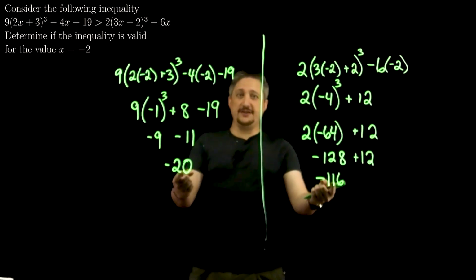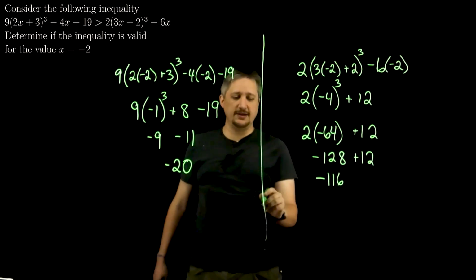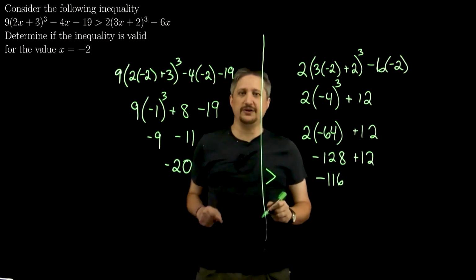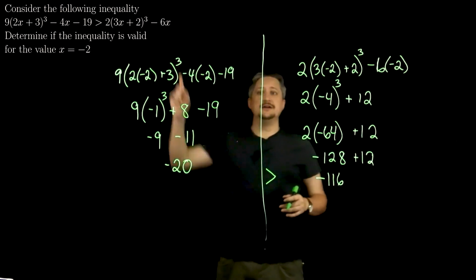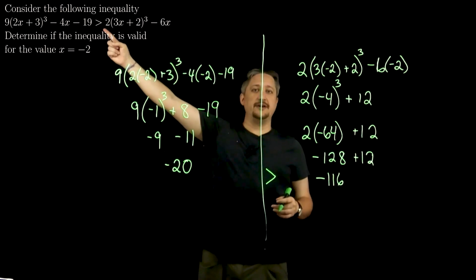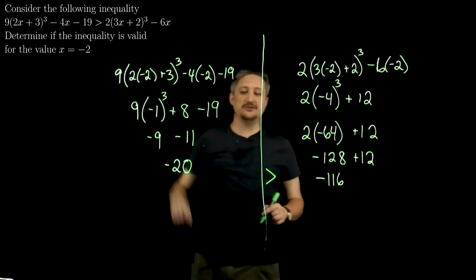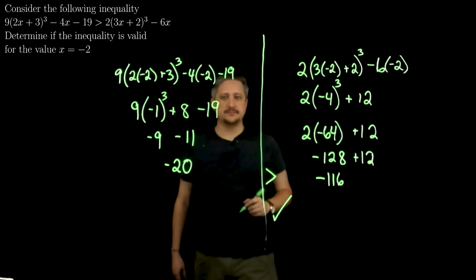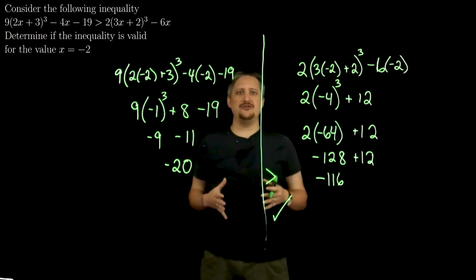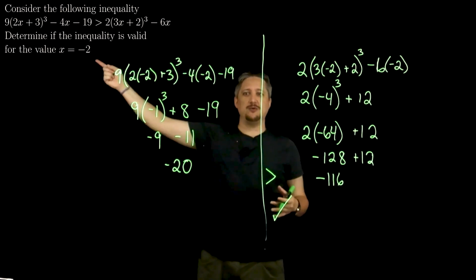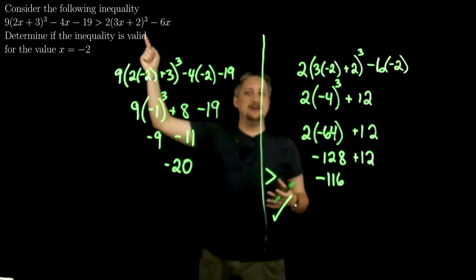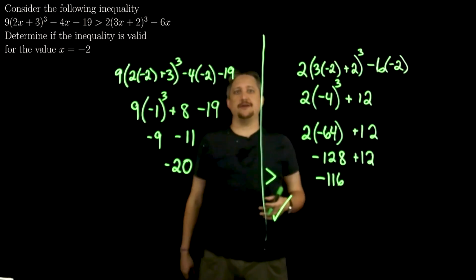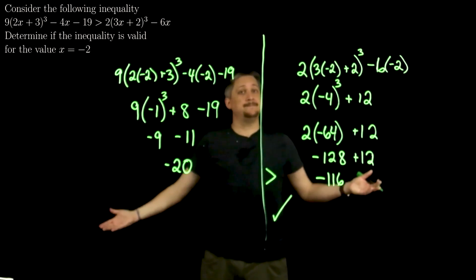Now, -116 is further left than -20, so that means my inequality is going this way, right? The -20 is the bigger thing because it's further to the right, which is indeed what I wanted. I wanted to have the left side be the bigger side. It is at that value, so I'm all set, right? Note that I'm not verifying the general inequality. I'm verifying the inequality at a specific x value. This may not always be true, but it is true at the particular x value I wanted. Okay, so that's that.